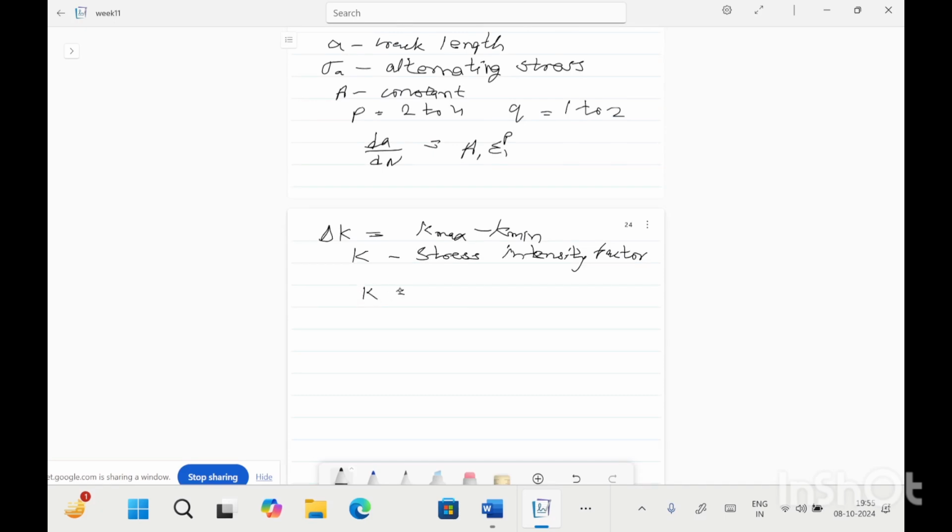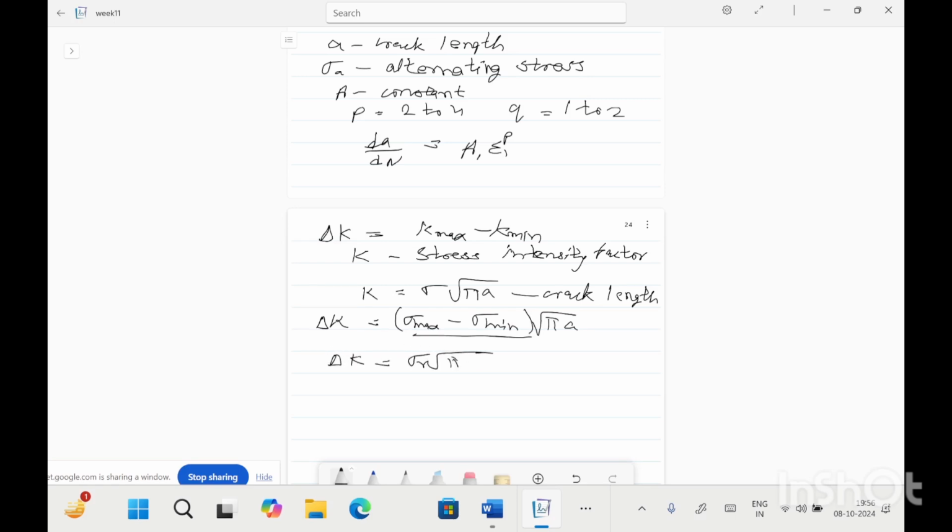And the K can be written as sigma root pi A, where A is the crack length. So delta K can be written as (sigma max minus sigma minimum) times the square root of pi A, and this term, sigma max minus sigma minimum, can be written as sigma R, the stress range.